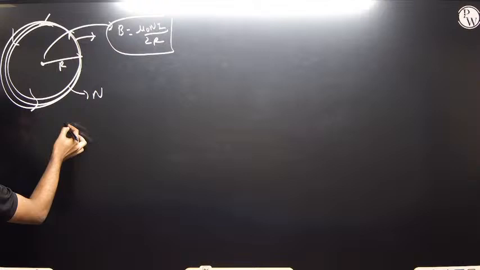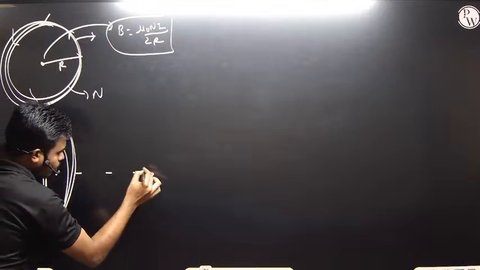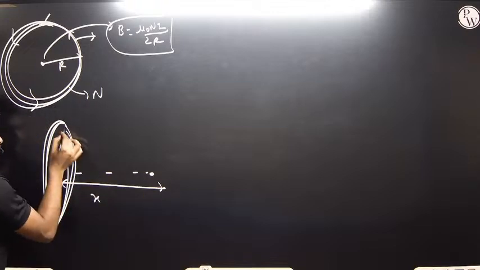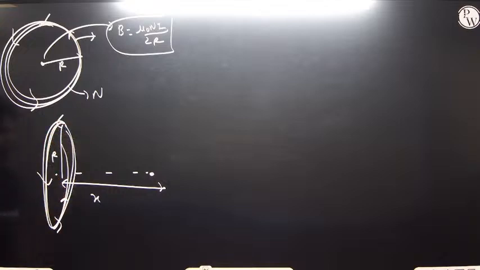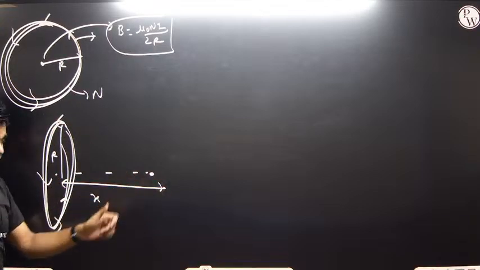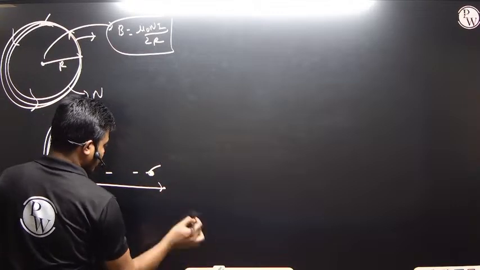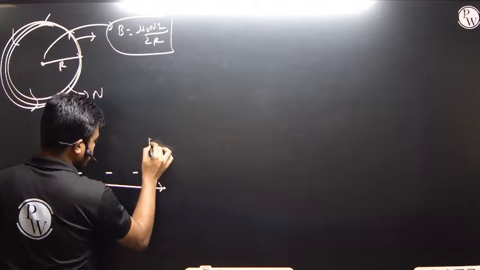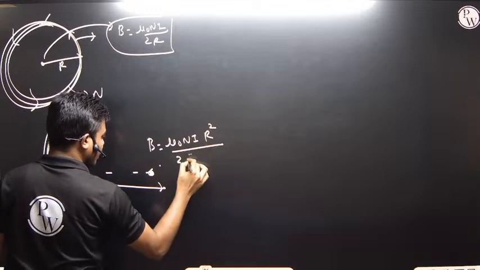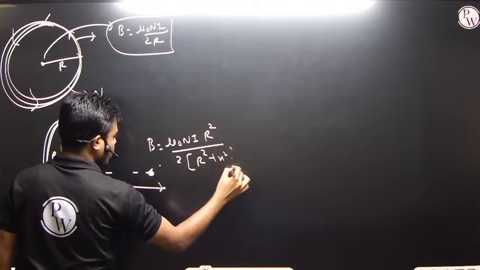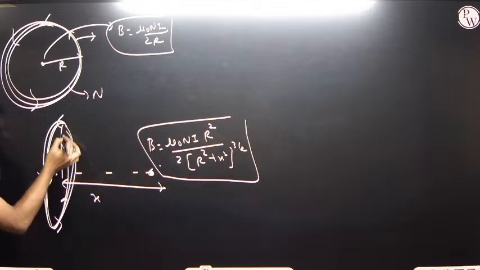And suppose we want to calculate the magnetic field at this particular point, whose distance from the center is x, and the radius is r. The current is again the same in this case. Because of this current carrying loop, the magnetic field will be along this side. So the magnetic field value is given by B equals mu naught n I r square divided by 2 times (r square plus x square) to the power 3 by 2. What is x here? x is the distance of that particular point from the center of the ring.